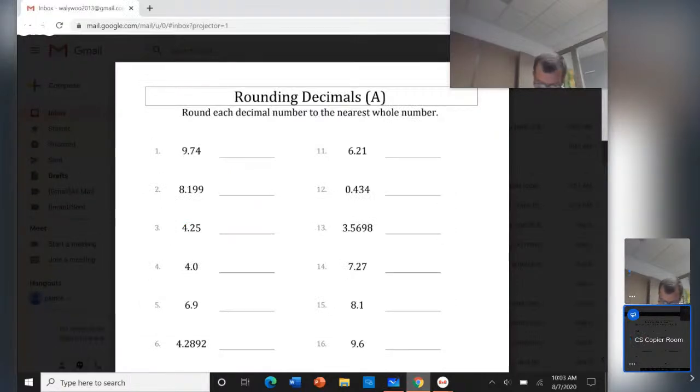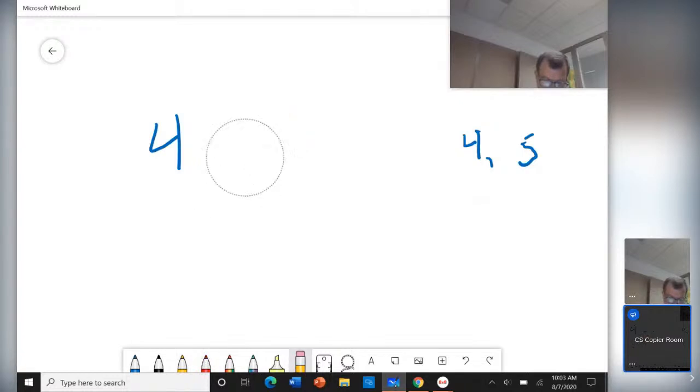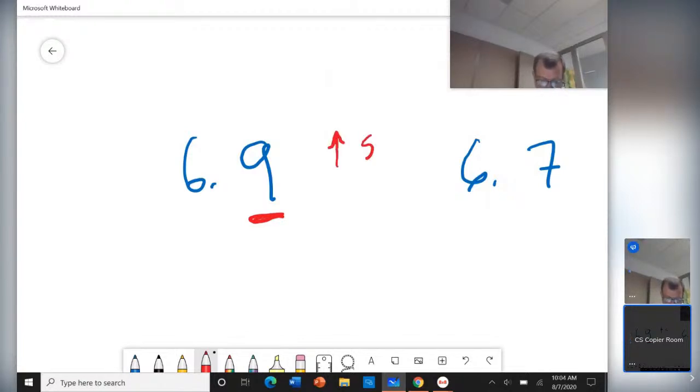Let's do number 5, 6.9. This one is either going to be 6 or 7. We're going to round to the nearest whole number. So 6.9, and we know that 9 is bigger than 5, so we're going to round up. This number would be 7, the answer.